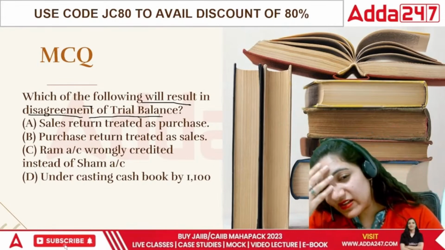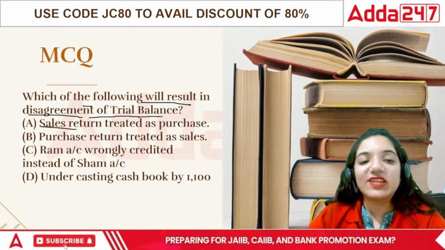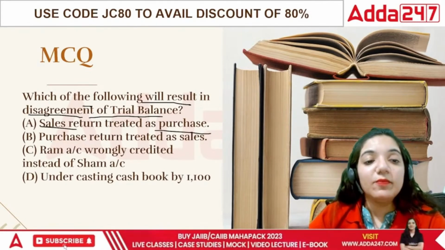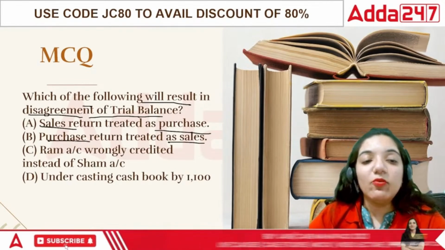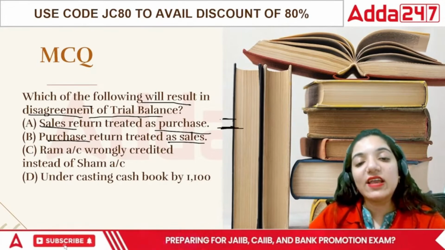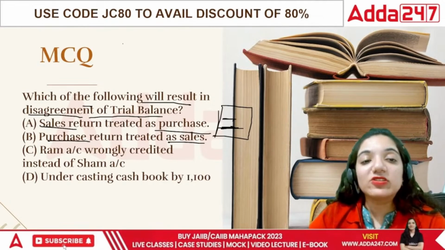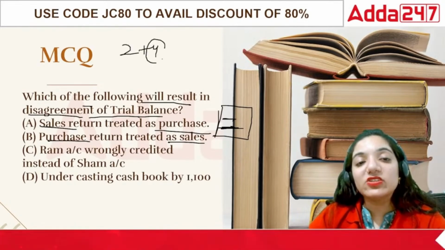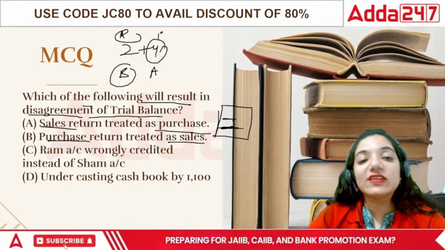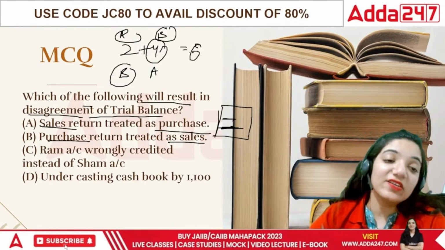When we talk about the sales return treated as purchase, both of them are debit side items, so it is just the problem of heading. Then purchase return treated as sales, both are credit items. Something was written here, it is written there, but they are written in the same column, so the ultimate total remains the same. I was supposed to write 2 plus 4, this was A and this was B, I wrote this as A and this as B, the total still remains the same, it is 6, so this is not correct.